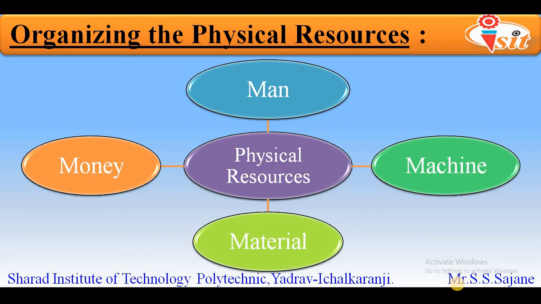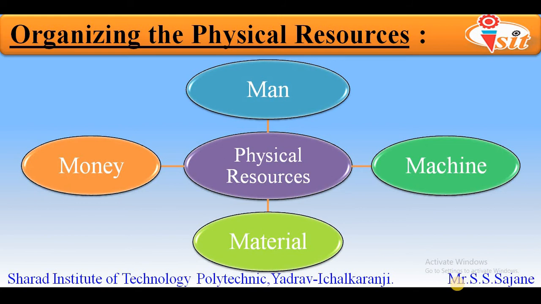If money management is not done properly, then it will definitely affect all the remaining three resources. Again, the quality and quantity of money which is expended will have a direct effect on the goals or objectives of the organization. So for this purpose, there is also a separate department, that is the accounts department, which will look after all these activities.